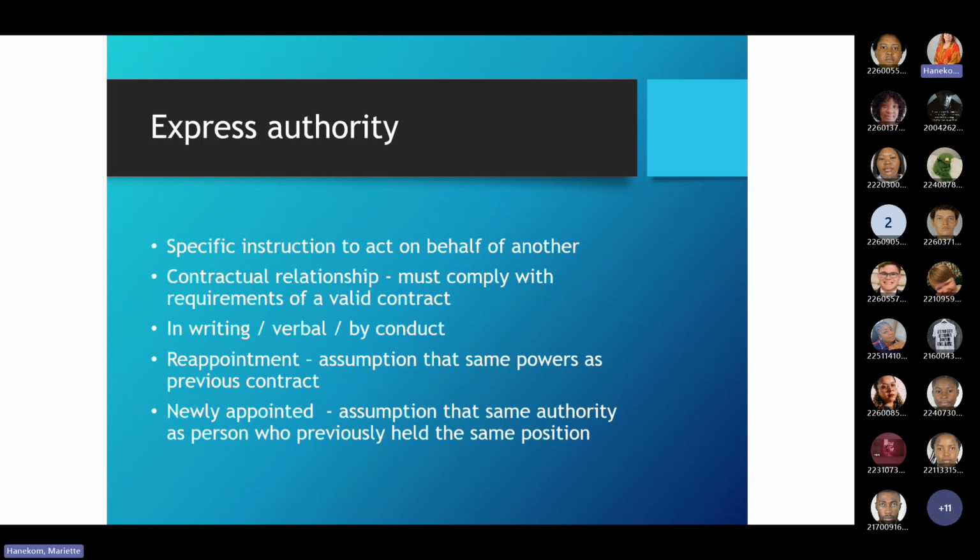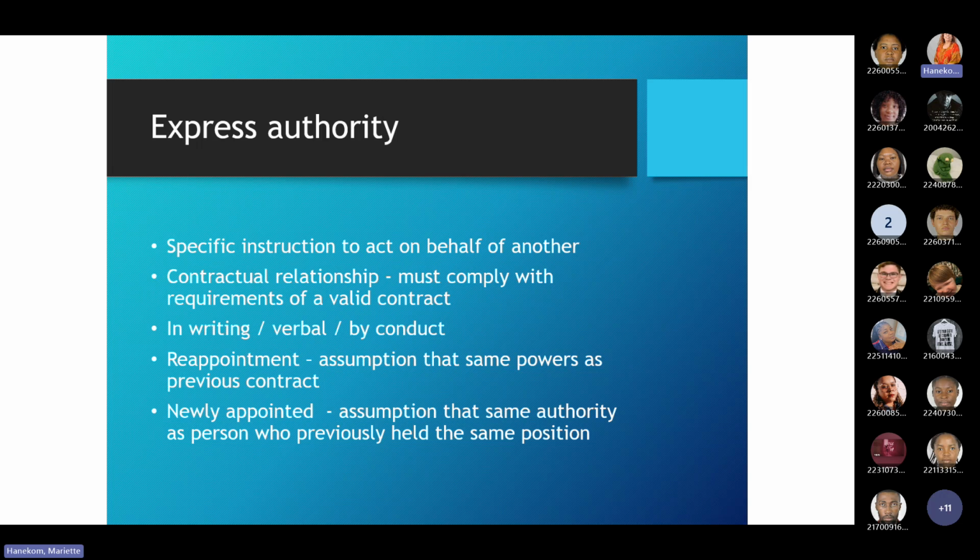If somebody was at some stage appointed as my agent and I reappoint them, the assumption is that they have the same powers as they previously did. If I'd appointed somebody as an agent and I replace them with somebody else, the assumption is also there that the newly appointed agent has the same powers as the previous person. All of those details are not of such vital importance.